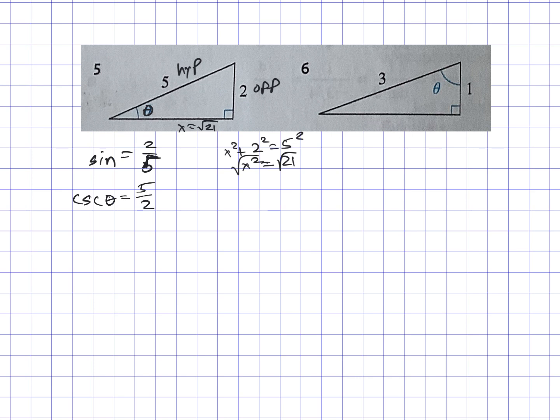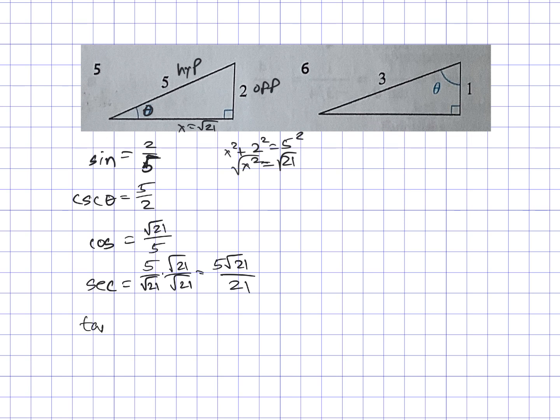Then we go with the cosine of theta, and that's the adjacent side, square root of 21 over hypotenuse. And then we have the secant of theta is the reciprocal of that. So you have to multiply, or you have to rationalize. So that's 5 square root of 21 over 21. In the back of the book, they don't do that. I expect you to do that.